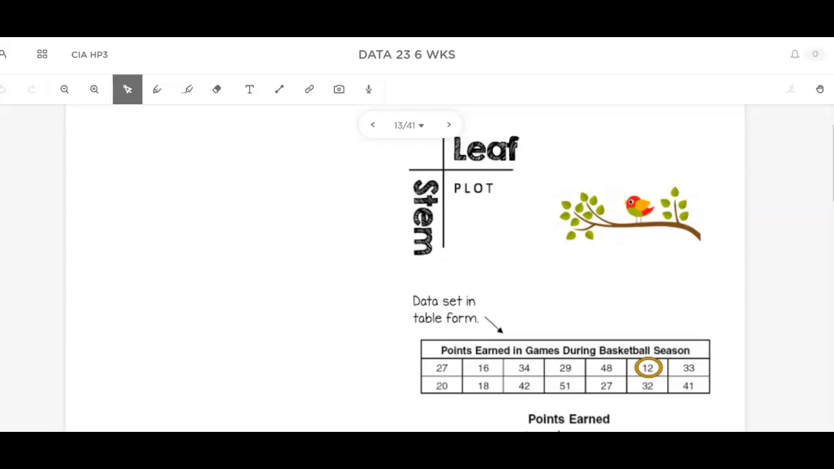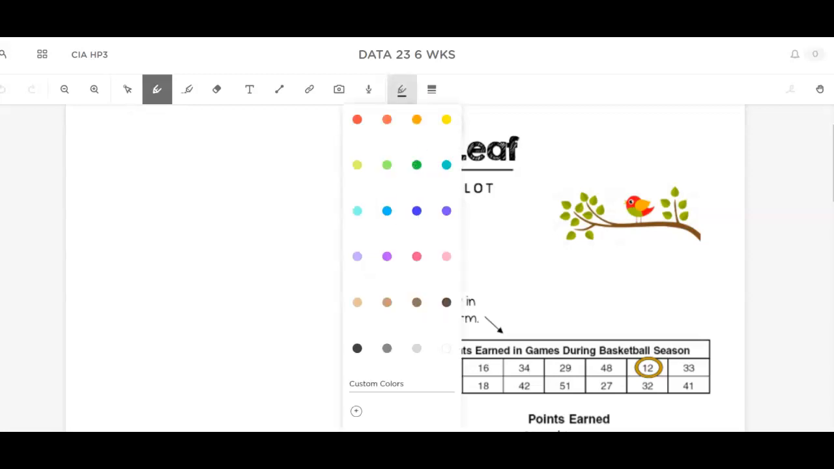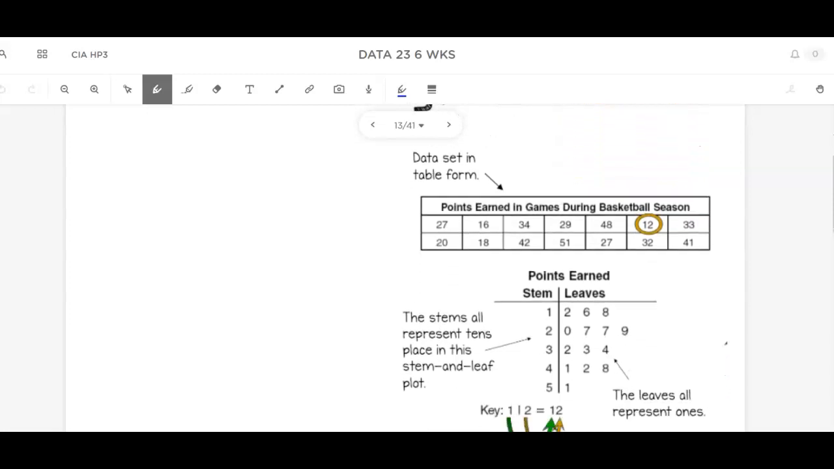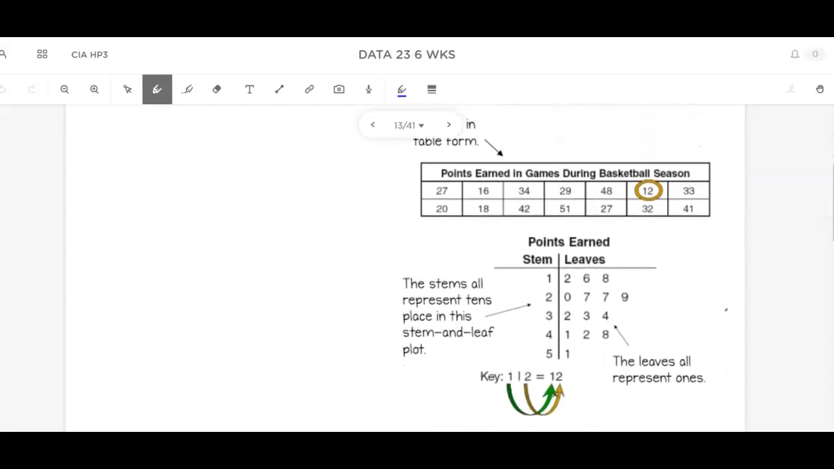Okay, today we're going to work on stem and leaf plots. First thing you need to know about a stem and leaf plot is that it breaks the number up by place value. So when we look at a stem and leaf plot, like in our notes, you're going to notice that the tens place is the stems and the ones place makes the leaves.